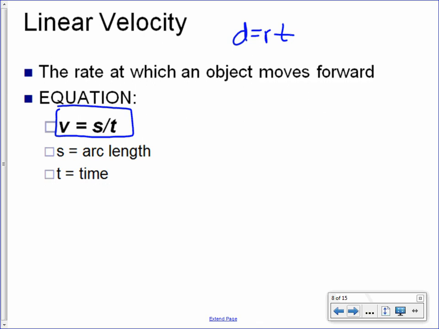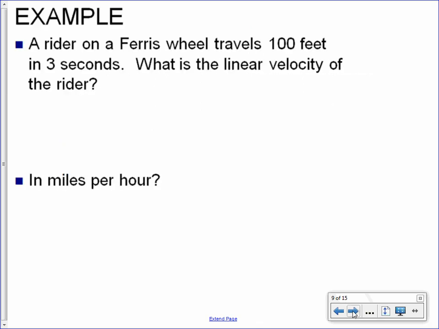Okay, we got it? All right, so we have a Ferris wheel. If you are riding a Ferris wheel and you are spinning on the Ferris wheel, you're basically moving along its circumference, correct? So you are traveling a distance, but it doesn't feel like you are because you're just going in a circle. But you're traveling along the circumference over and over and over again. On a Ferris wheel, we have a rider that's traveling 100 feet in 3 seconds. What's the linear velocity of the rider?